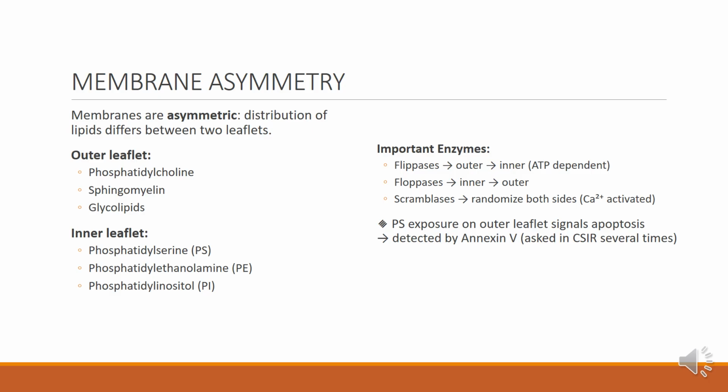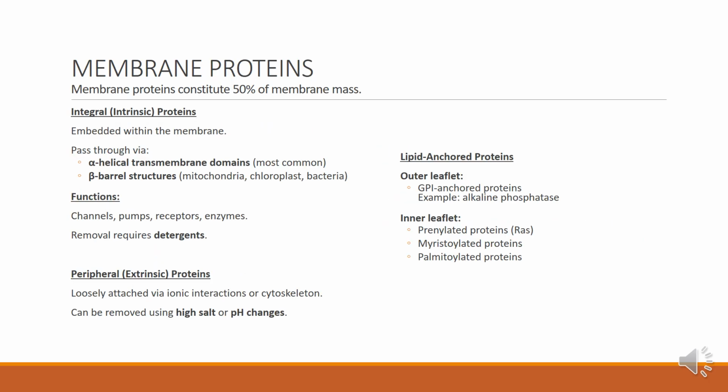Importantly, phosphatidylserine exposure on the outer leaflet is a hallmark of apoptosis, detectable using annexin 5. Remember this point. Then next one is membrane proteins. Membrane proteins account for approximately 50% of the membrane mass and are classified as integral or intrinsic proteins, peripheral or extrinsic proteins, and lipid anchored proteins.